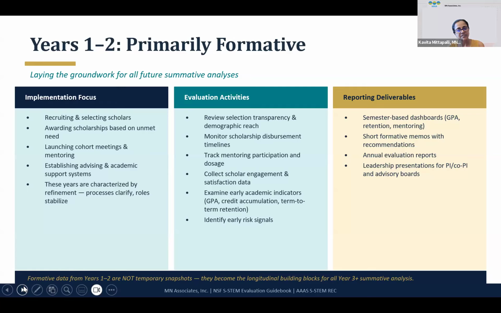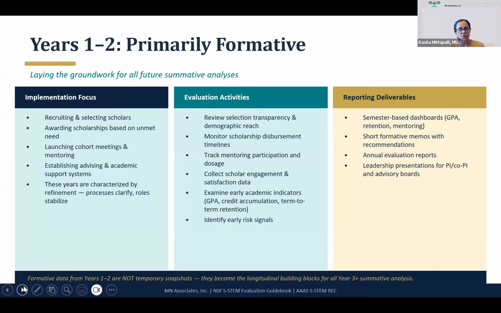So one of the critical insights here is that formative data that is collected here are not temporary snapshots. They are essentially longitudinal building blocks. As I mentioned, they are building towards your summative evaluation, which is your impact, your effectiveness of that project.